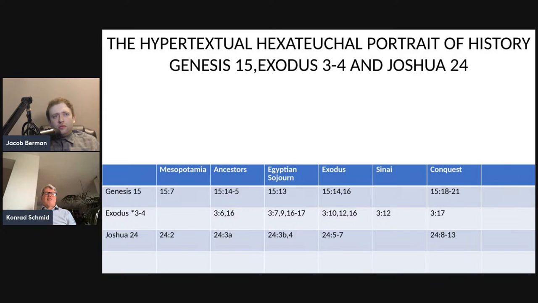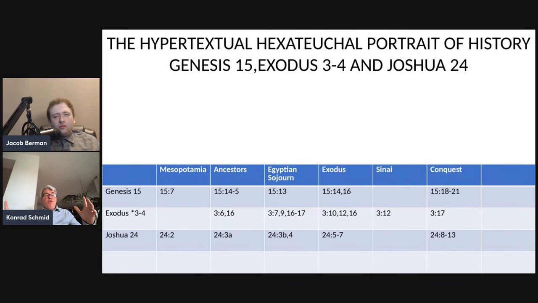But if you now combine Genesis and the Moses story, then the Moses Exodus story that has its natural end in these narratives about the conquest of the land, then the Joshua texts become, so to speak, the fulfillment texts of these promises in Genesis.